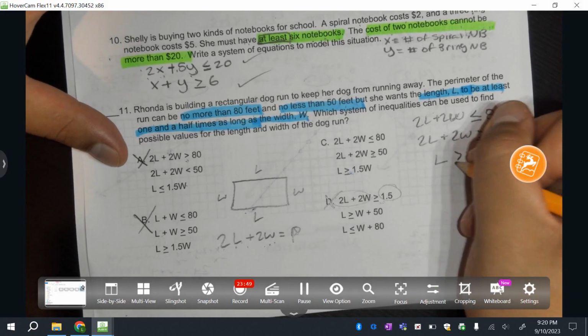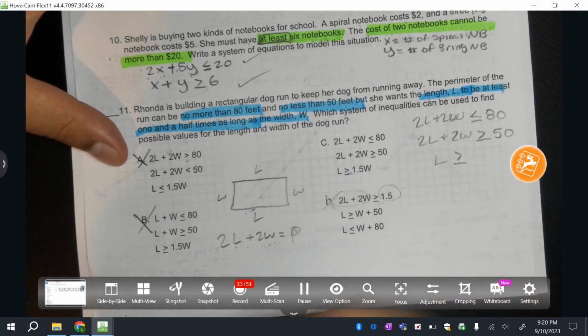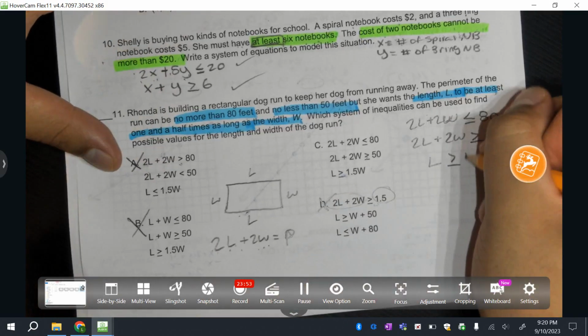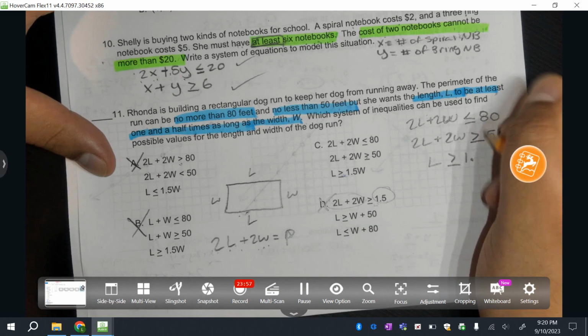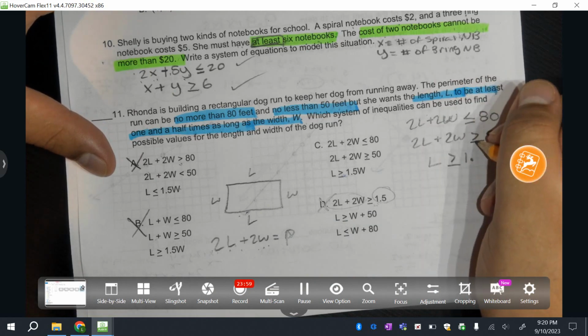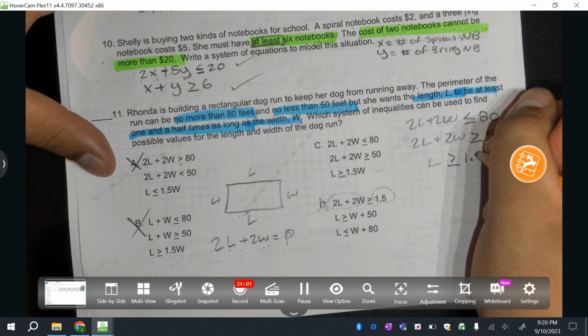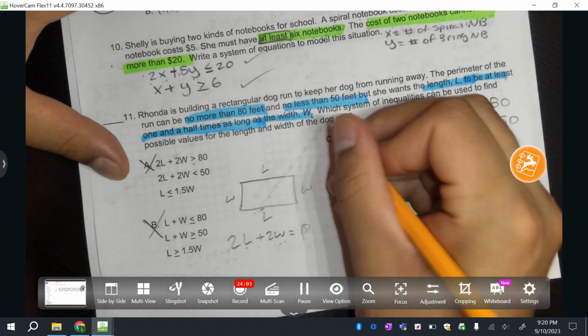at least is greater than or equal to, so at least is just saying you want a minimum of. You want the length to be at least 1.5 times as long as the width, so 1.5W. Let's go see.